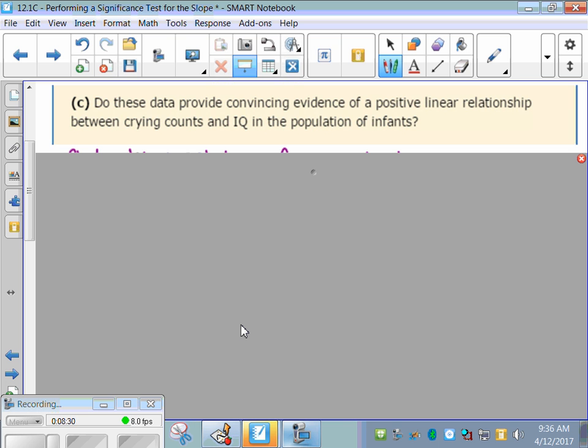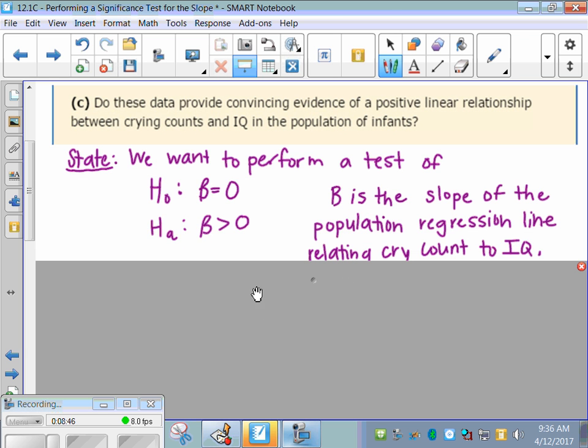Do the data provide convincing evidence of a positive linear relationship between crying counts and IQ score? Notice it says a positive relationship. So what am I going to do for my alternate hypothesis? Greater than 0. Our null hypothesis is that it's 0, which means no relationship between the variables. Some of you aren't even looking up here, and that kind of scares me. The alternate hypothesis is greater than 0.